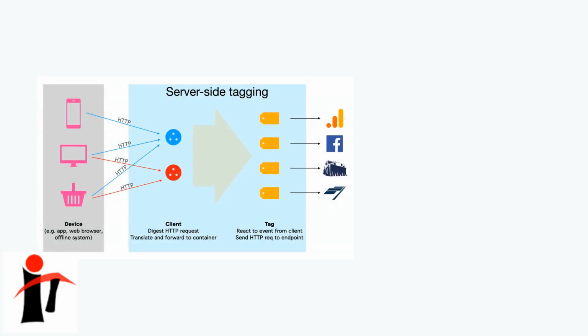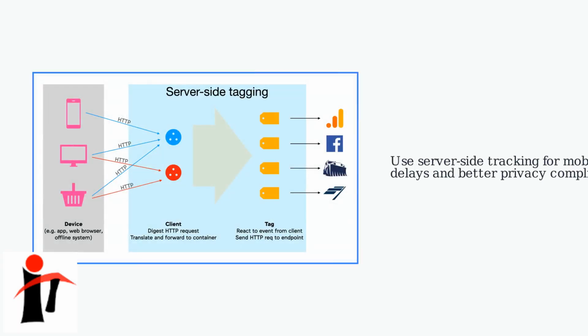If you experience delays in pixel firing, especially on mobile browsers, consider implementing server-side tracking. This method sends data directly from your server to TikTok's servers, bypassing browser restrictions and improving reliability. Server-side tracking also enhances privacy compliance and provides more accurate attribution.